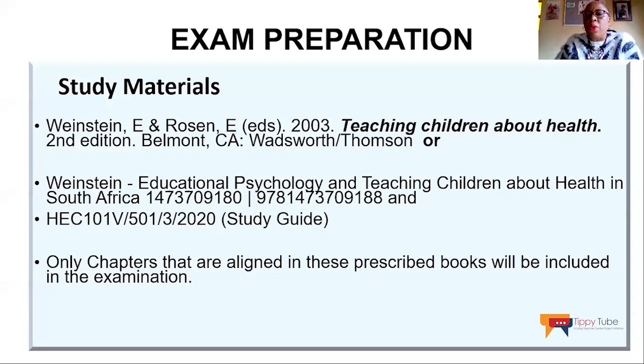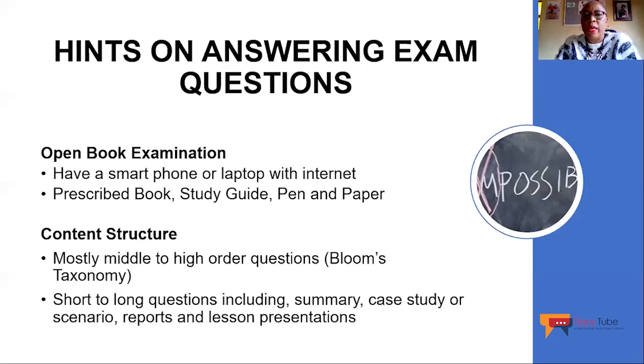And then also, if you don't have it, it means you bought the alternative one, Educational Psychology and Teaching Children About Health in South Africa. It's a South African context of the original prescribed book. And you should be able to get both topics. And some of the topics are not in depth in either of the books, but they're there in your study guide. Read the chapters that are aligned to both that I'll be giving you. The topics, read those chapters with the topics that are aligned to both textbooks.